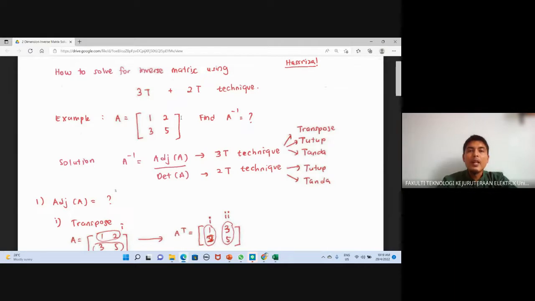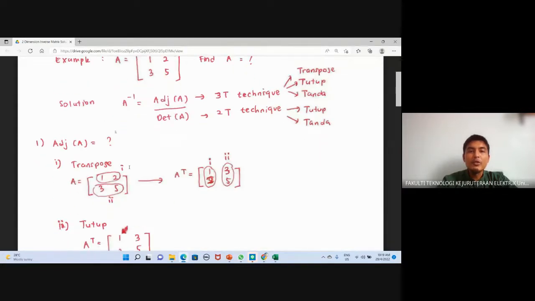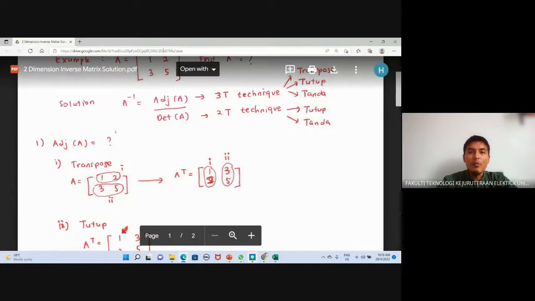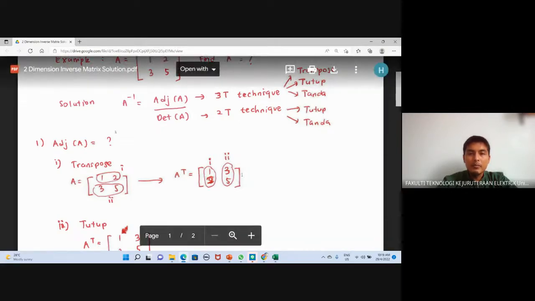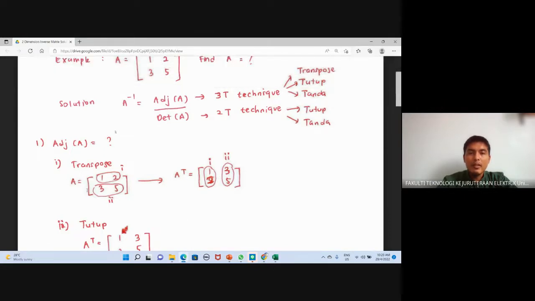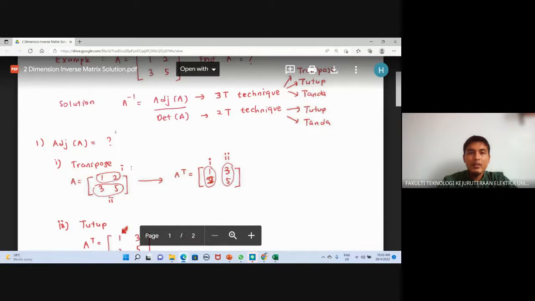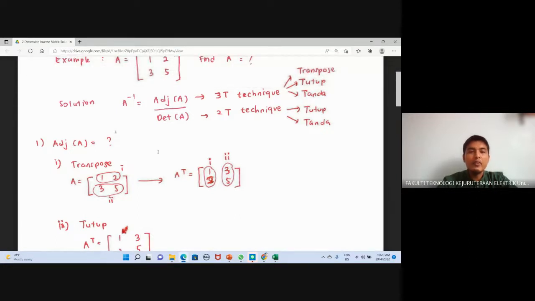This is the question. A matrix is 1, 3, 2, 5. Firstly, you need to do the transpose. So 1, 2, 3, 5. After you transpose, the row becomes the column. So 1, 2 becomes 1, 2, and 3, 5 becomes 3, 5. Done for the first step, transpose.